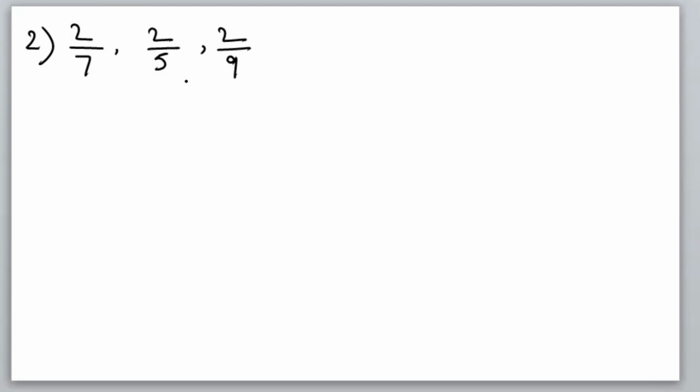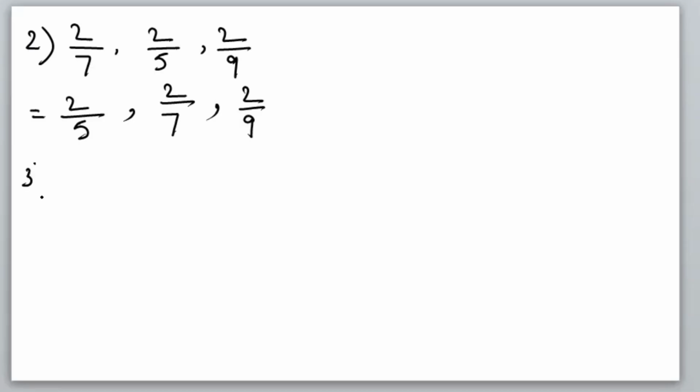So here comes the second type of rule, where the numerator is the same and the denominator is different, and we have to look at the denominator. The smaller the denominator, the bigger the fraction. 5 is smaller than 9 and 7. It means 2 over 5 is the biggest fraction. Then 7 is smaller than 9. It means 2 over 7 is the second greatest fraction and 2 over 9 will be the smallest fraction.